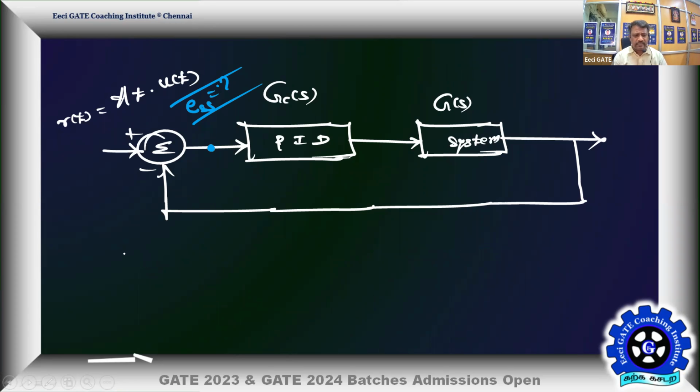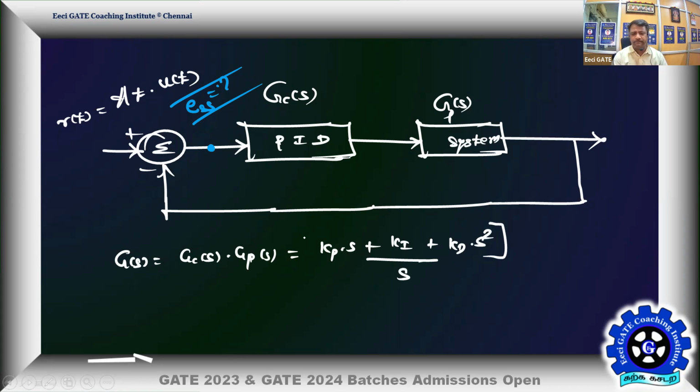The whole G of S is going to become what? GC of S into GP of S. GC of S already determined, that is KP into S plus KI plus KD into S square, the whole divided by S. Okay. So into the system, that is 1 by S plus 1 into S plus 2. That's what is given. Okay. So this is your GC of S.